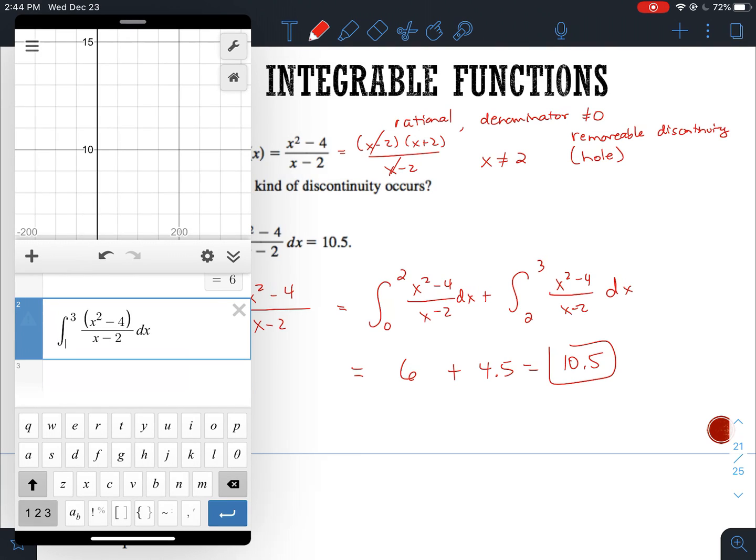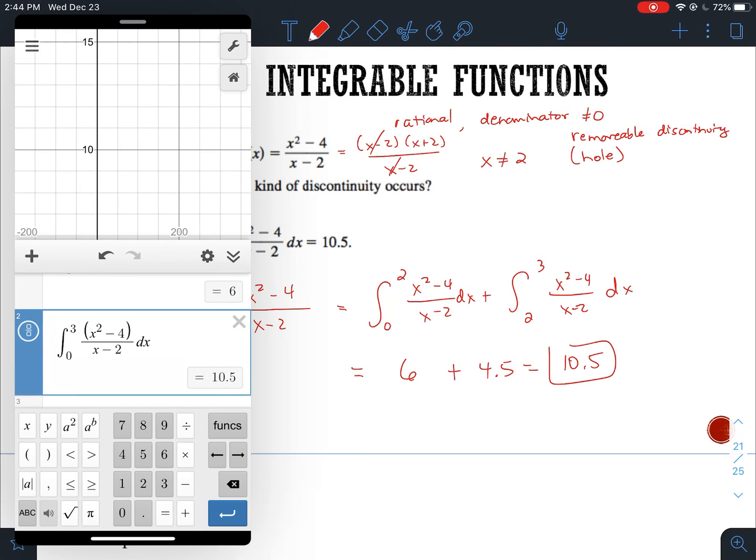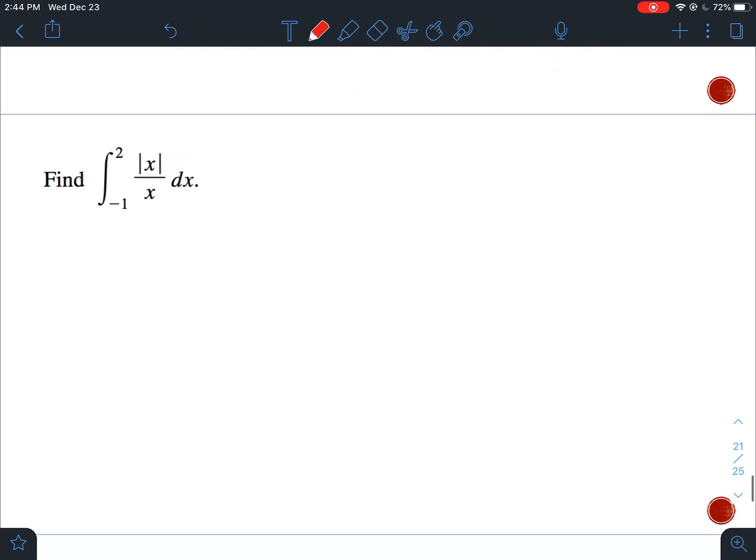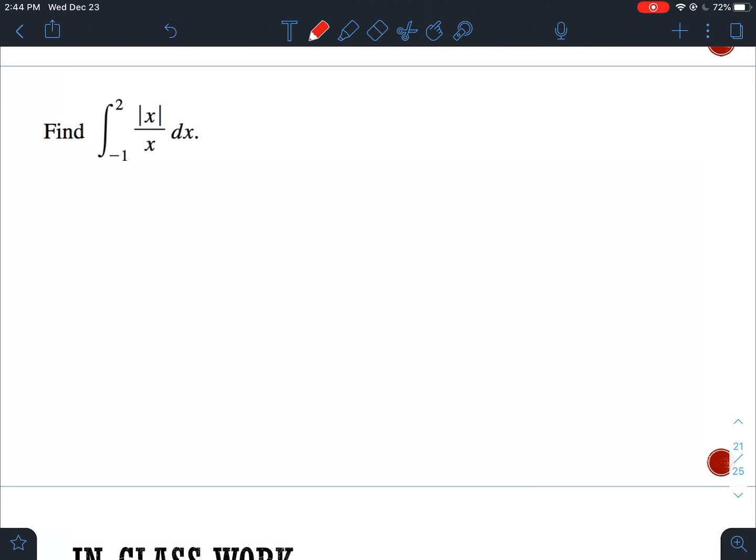I wonder if Desmos would let me go just start to finish on that, or if I had to separate it. So we want to go from 0 to 3. Let's see if it would let me do it. Oh, it does. So Desmos just lets you do it even if there is a break in the graph. So that's cool. All right.